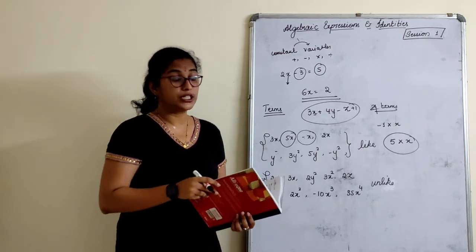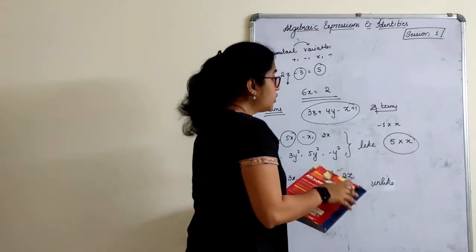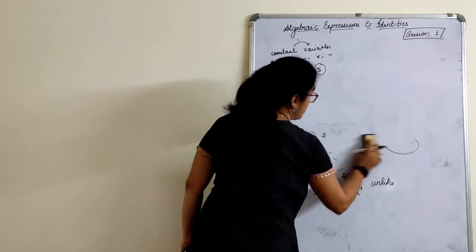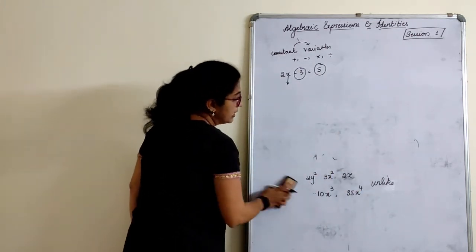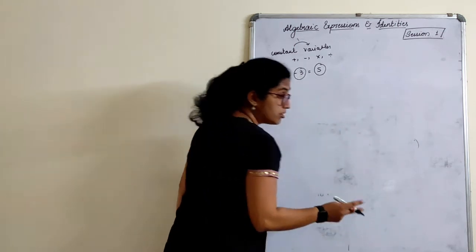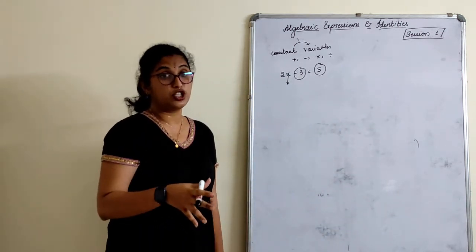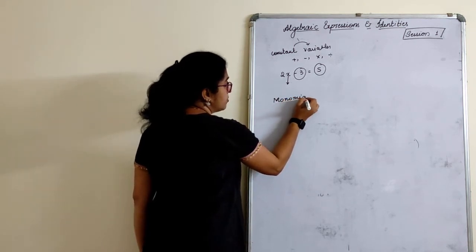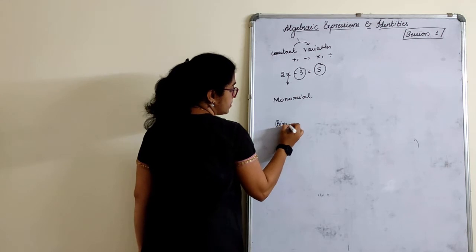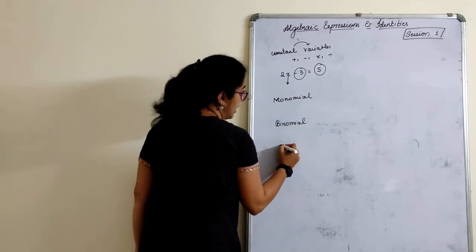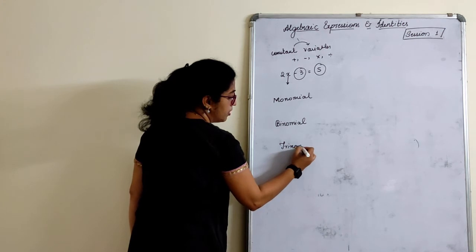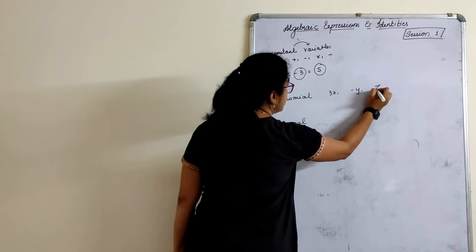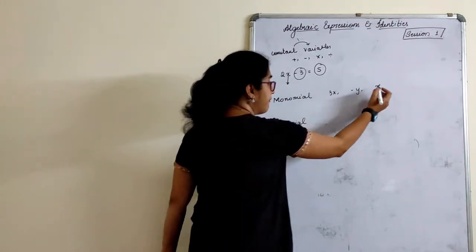Monomial. This is very important. An algebraic expression containing only one term is a monomial. Binomial: an algebraic expression containing two terms. Trinomial: an algebraic expression containing three terms. So monomial, binomial and trinomial. Now how will I say here, for example, 3x minus yz is a monomial.